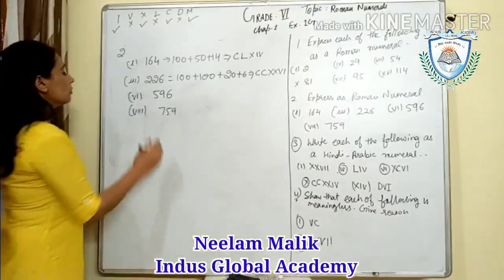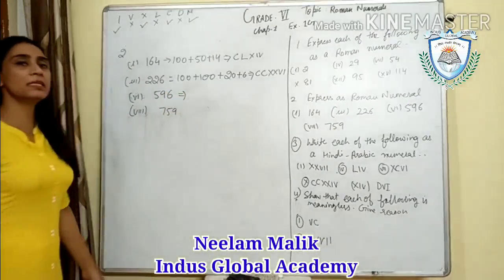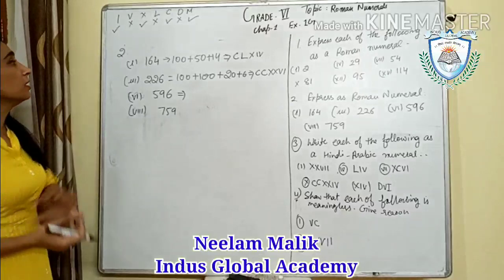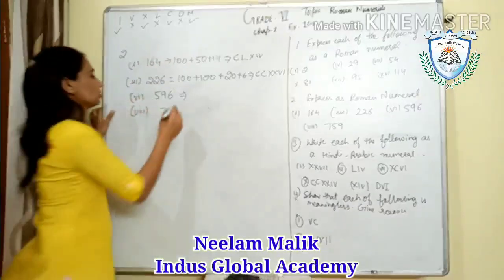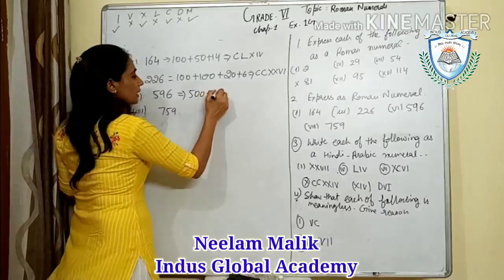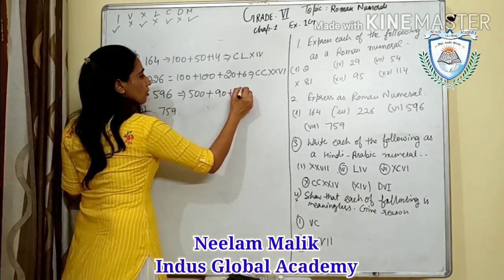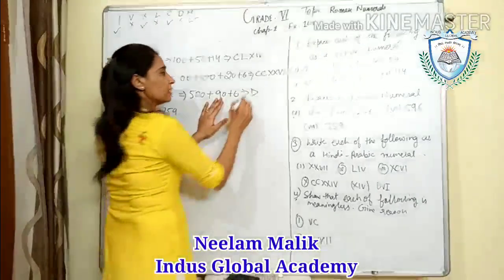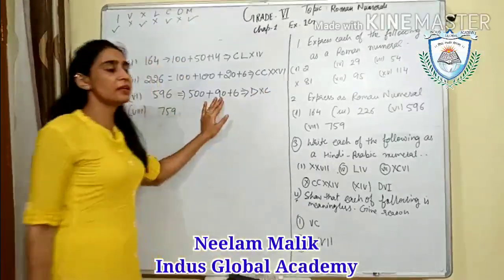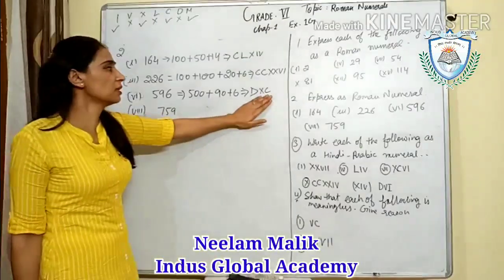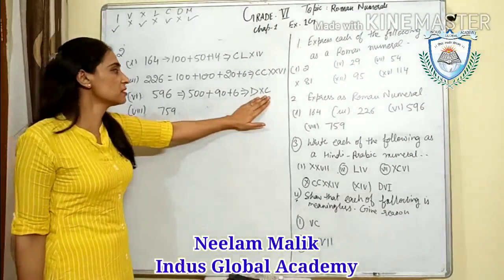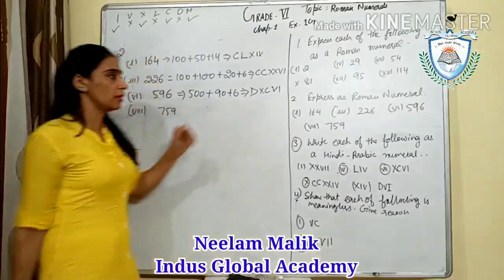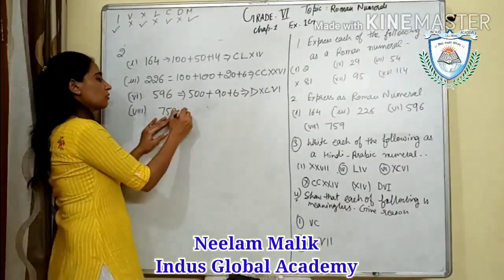Okay. Now we have to write 596. We have one symbol for 500. What is that? D. D means 500. So here 500 plus 90 plus 6. 500 is our D. And 90 is XC. C means 100 minus 10. What is 6? 6 is VI. Okay.